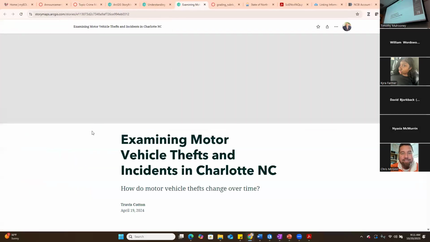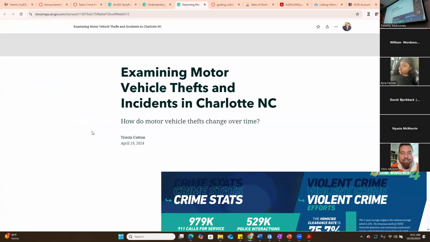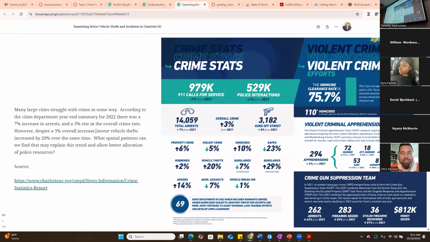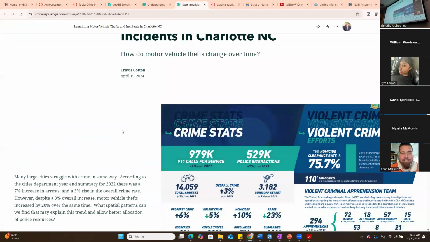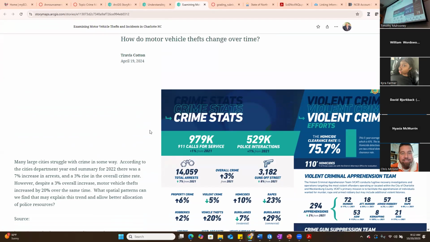And then the other one, examining motor vehicle thefts in incidents in Charlotte. This was a really good one as well. This uses something called a sidecar. And so it's basically kind of like two web pages working together, but you can kind of tell the story on the right. And then as you go down, it's got information about the crime and the statistics and all those other things there.